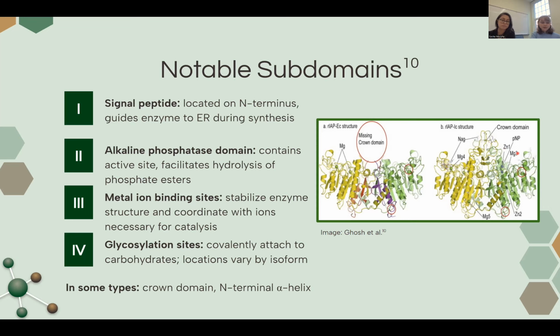In some isoenzymes, we also have what's called a crown domain, which is a structural component of intestinal alkaline phosphatases that are sometimes found at what could be referred to as the top of the enzyme, hence the name crown domain. Also in some isoenzymes is an N-terminal alpha helix, and as you would expect, this represents a helical structure at the N-terminus of the protein.